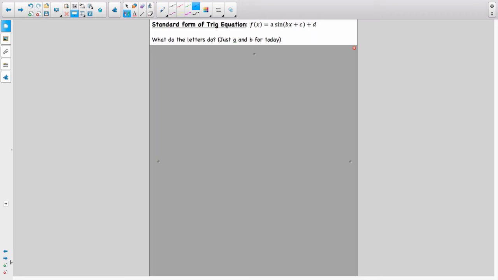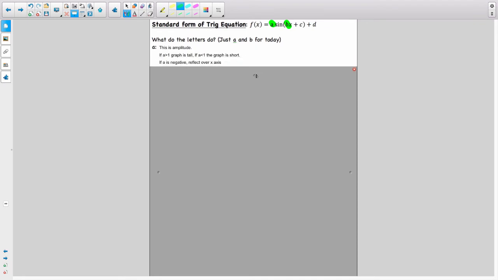This is what one of these trig equations looks like: A sine(bx plus c) plus d. And for today's video, we're only going to worry about the A and the B. We will do the C and D another night, okay? So let's take a look at what I have for you here. What does A represent in the standard form of a trig equation? Okay, A is the amplitude, what we were just speaking about.